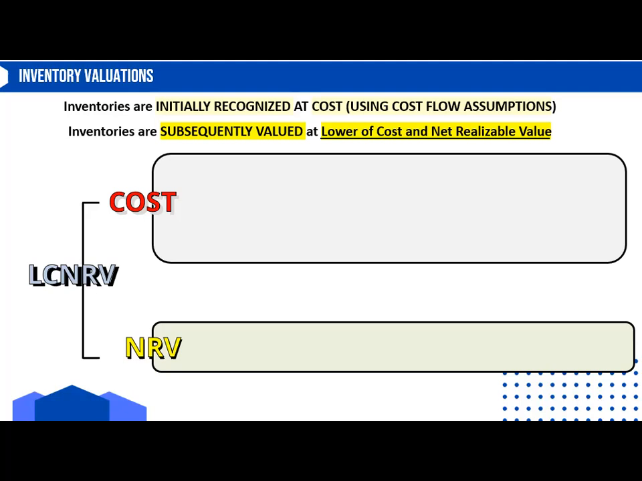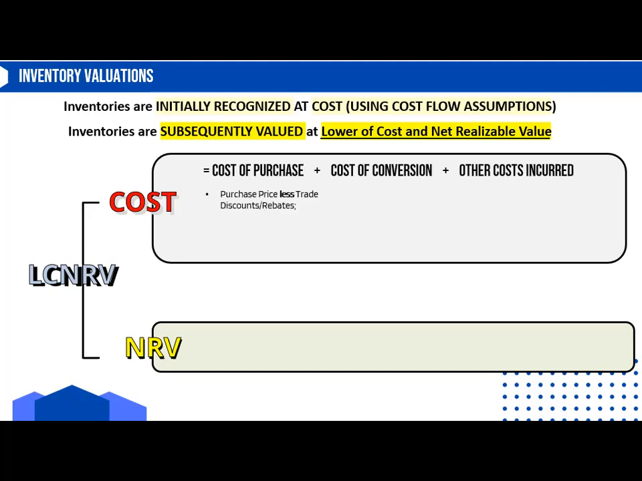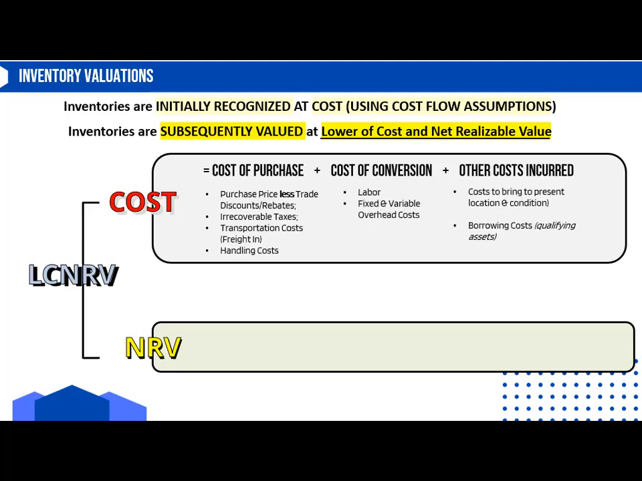Now, ano yung nagko-complicate? Ang nagko-complicate is the cost has cost of purchase, cost of conversions, other costs incurred. So purchase price, less trade discounts, cost of conversion, marami. Pero technically, the cost will probably be given. So this is more of a theory slide. I'll leave it up to you as homework to identify ano lang yung mga different. Pero NRV, and this is the more important one na I want you to memorize and familiarize.